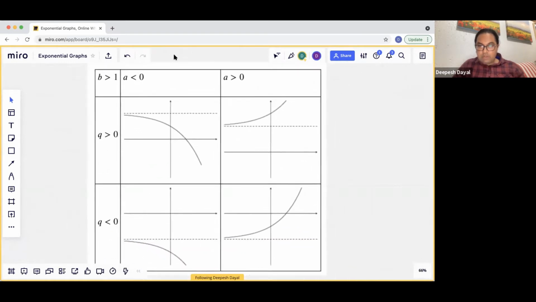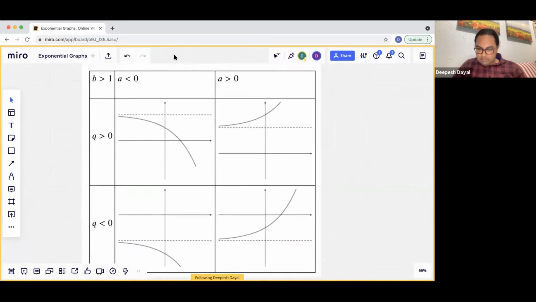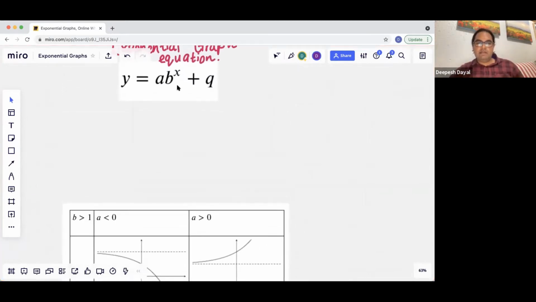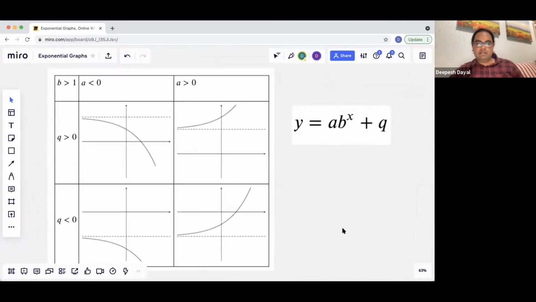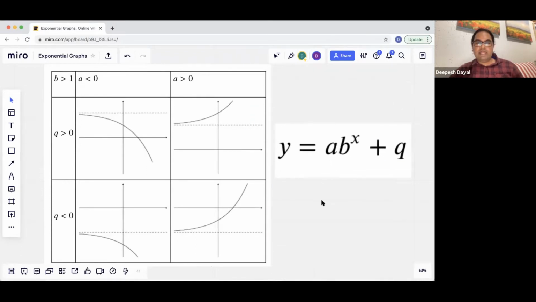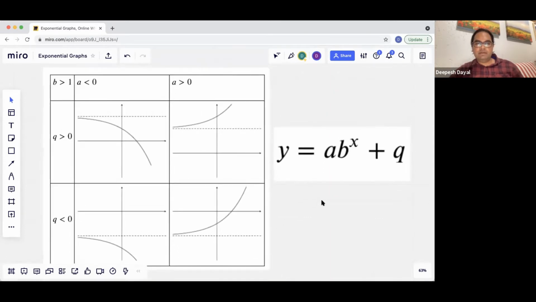But I need to sort this out a little bit. I need to bring this down. Let's bring this down. I need to do this. There we go. So we've got our standard equation here: y equals ab to the x plus q.